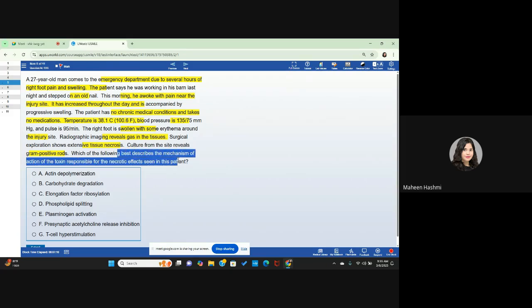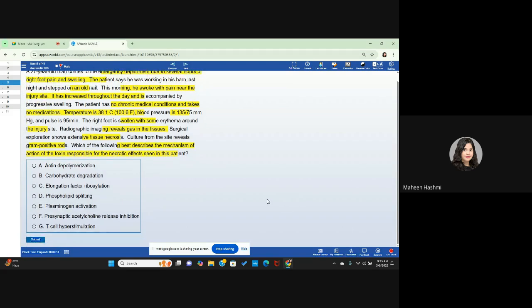Which of the following best describes the mechanism of action of the toxin? So what do you think the answer is? D, phospholipid splitting, I think. Okay, so why isn't it presynaptic acetylcholine release? What's this? Clostridium botulinum. Lambert-Eaton.